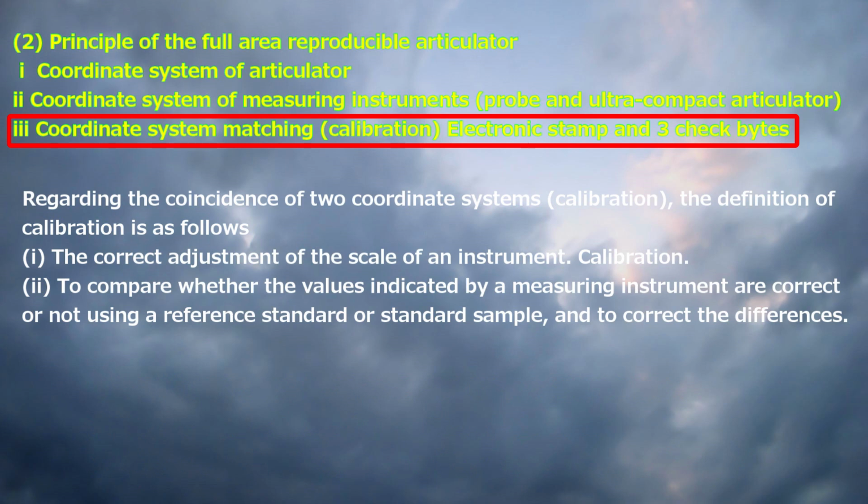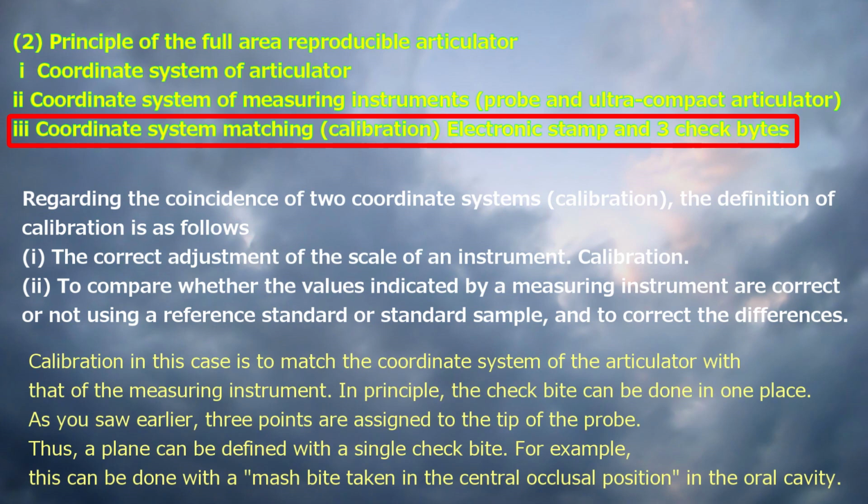The definition of calibration is as follows. 1. The correct adjustment of the scale of an instrument. 2. To compare whether the values indicated by a measuring instrument are correct or not using a reference standard or standard sample, and to correct the differences. Calibration in this case is to match the coordinate system of the articulator with that of the measuring instrument.